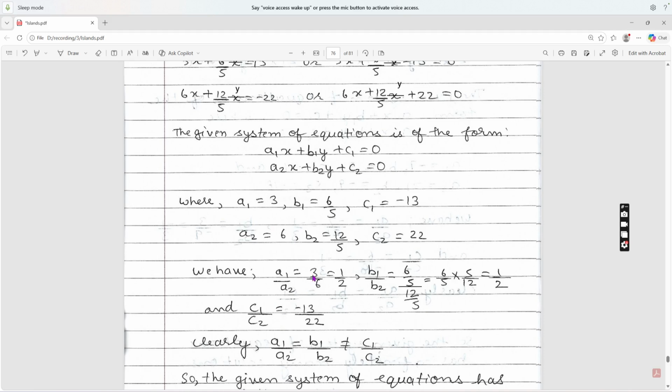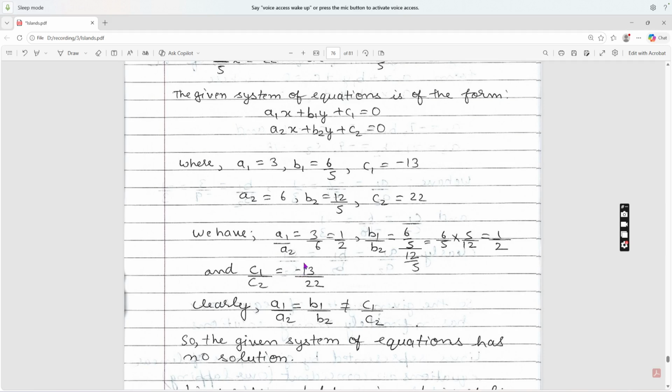a1 upon a2 is equal to 3 by 6, which is equal to 1 by 2. b1 by b2 is equal to 6 by 5 whole upon the 12 by 5, which is equal to 6 by 5 into, this is going to be reciprocated. So 12 by 5 would be into 5 by 12. 5 and 5 cut, 6 and 12 can be cut, and we are going to get 1 by 2. And c1 by c2 is equal to minus 13 upon 22.